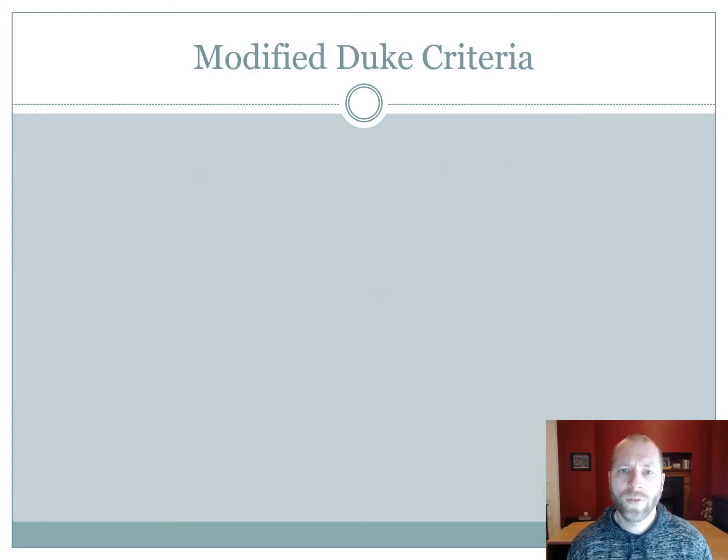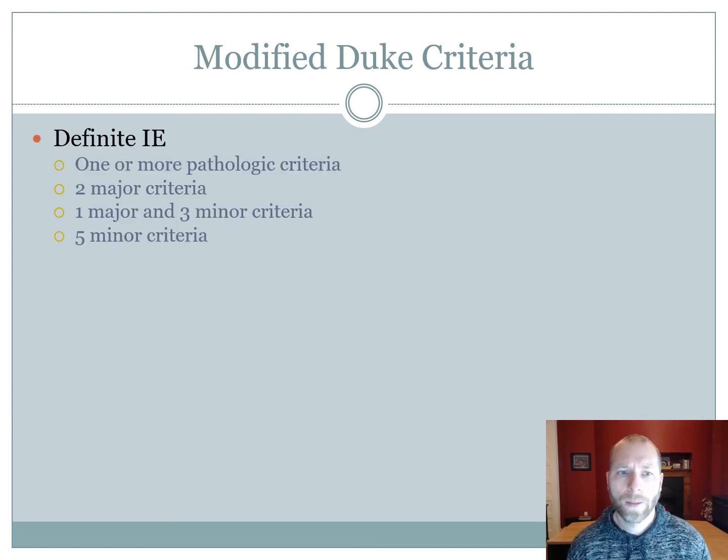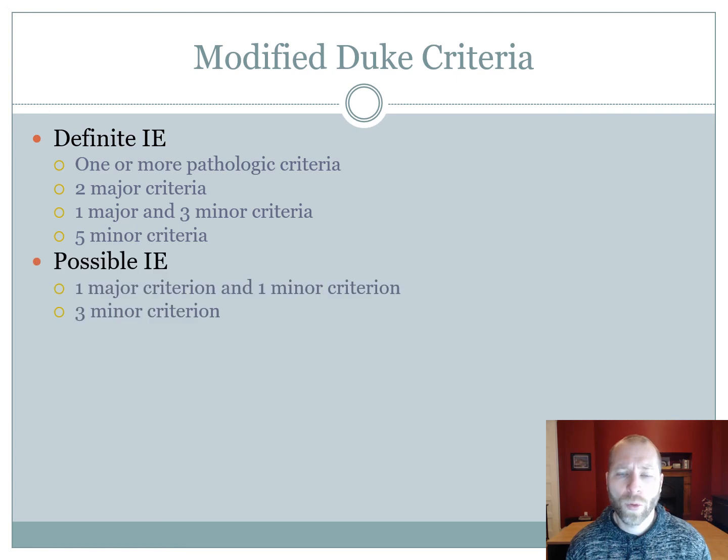Once we have identified our pathological, major, and minor criteria, then we can apply that to the diagnosis of endocarditis using the Duke criteria. So to have definite endocarditis, you need 1 or more pathological criteria, 2 major criteria, 1 major and 3 minor criteria, or all 5 of the minor criteria. For possible infective endocarditis, you can have 1 major criterion and 1 minor criterion, or 3 minor criteria.